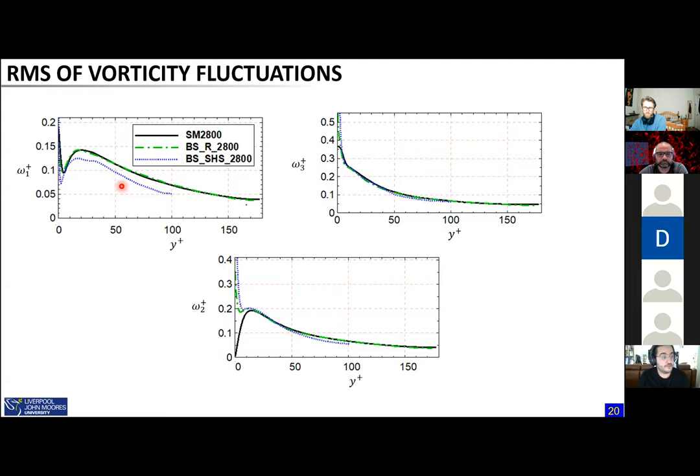This suggests that this happens at the vortex formation stage of the regeneration cycle. The wall normal and spanwise vorticities remain unchanged for the rough and the superhydrophobic case, which indicates that the backswimmer effect on the small scale structures is less significant than on the large scale structures.